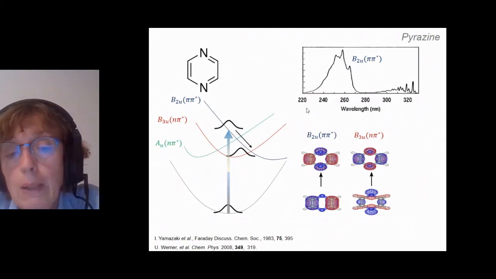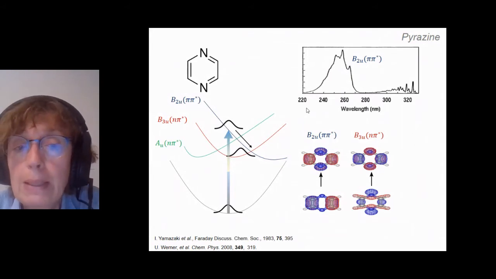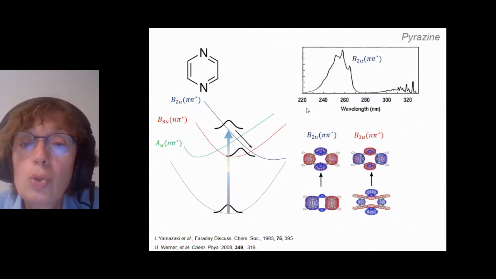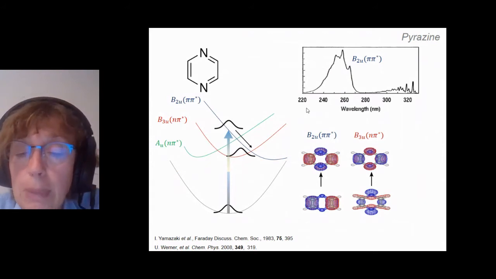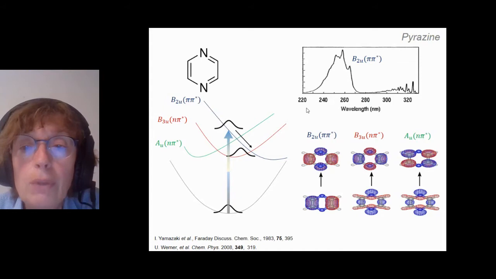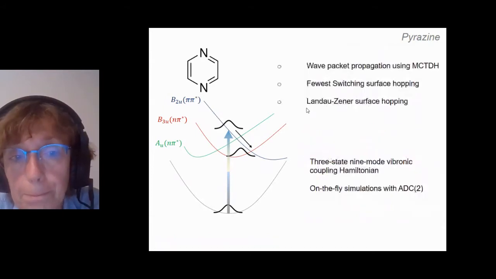However, theoretical work has shown that there is another state, an asymmetry state, also an n-pi-star state, that is a dark state, a B3U state, that contributes to the dynamics. However, the spectroscopic signature of this state is still missing. So we don't know how to detect the state by spectroscopy.